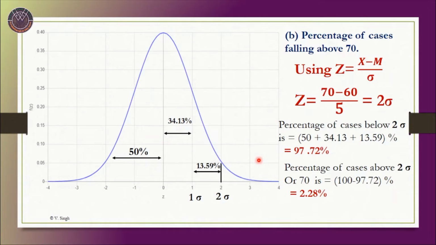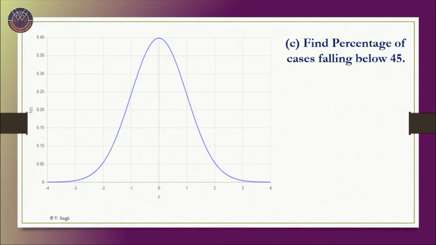So to get percentage of cases above 2 sigma or 70, we know that total percent of cases is 100. So we'll subtract 97.72% from 100. So we got the value 2.28%. So percentage of cases above 2 sigma is 2.28%. So our answer to the question is percentage of cases falling above 70 is 2.28%.